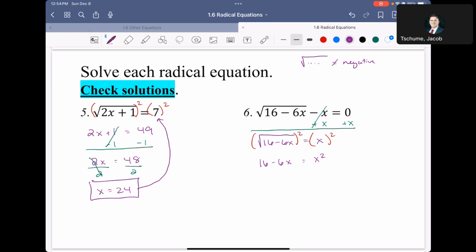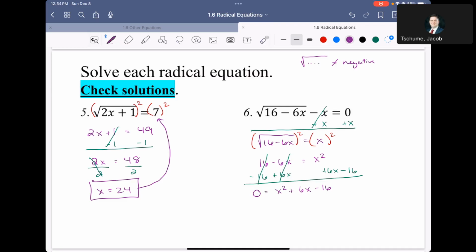Now that the square root is gone, this is where you're going to have to go back to your old techniques. Now that it's just an x squared term, we learned in section 1.4 that you can only solve an x squared problem if it is equal to 0. So in order to make this equal to 0, I'm going to move the 16 and the negative 6x to the other side by doing their opposites. This will cancel, and you will get a 0 on the left, and on the right, you will get an x squared plus 6x minus 16.